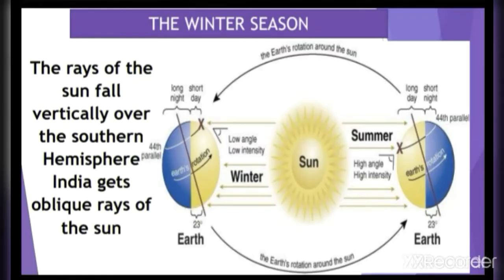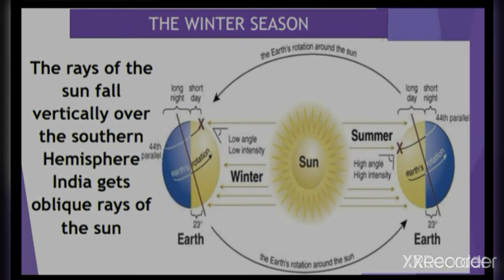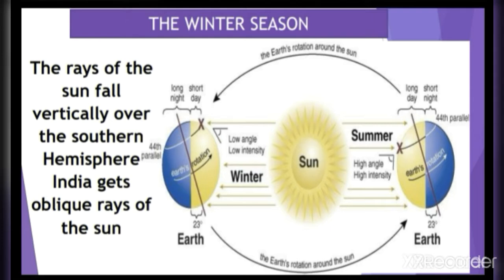First one is the winter season. In winter season, the rays of the sun fall vertically over the southern hemisphere, and India gets slanting rays of the sun. The earth rotates round the sun like this, and there are long nights and short days.